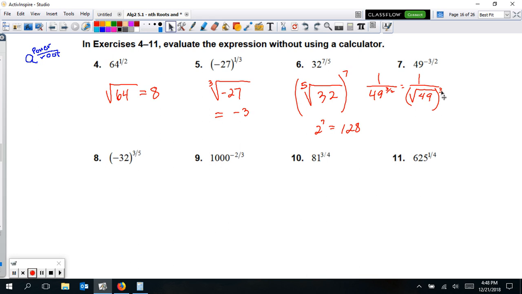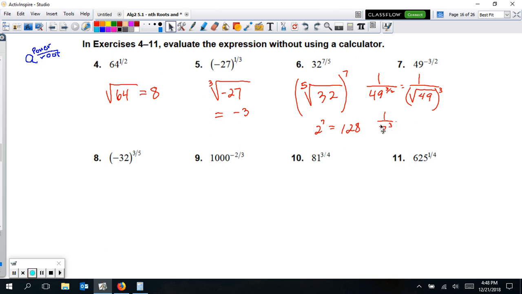That's the power. So the 2 is your root from the denominator, and 3 is the power from that numerator right there. And we could figure out what the square root of 49 is. We should know that. That's 7. And so we can just simplify this now to 7 to the 3rd power underneath here. So 1 over 7 to the 3rd power.